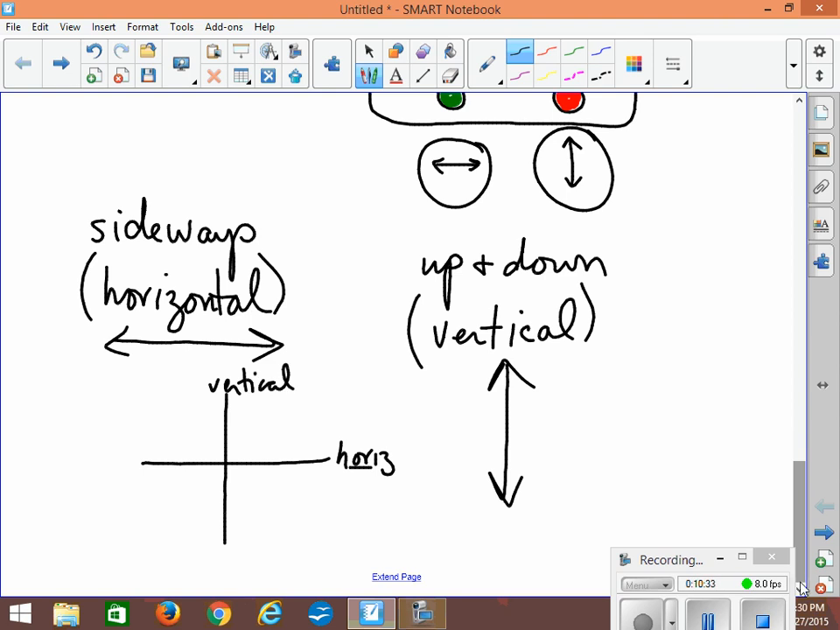As a shortcut, instead of saying the words horizontal and vertical all the time, because they're big words, we gave them nice handy letters, X and Y. So when we talk about X, we're talking about sideways, horizontal things. And when we talk about Y, we are talking about vertical things, up and down. Okay?